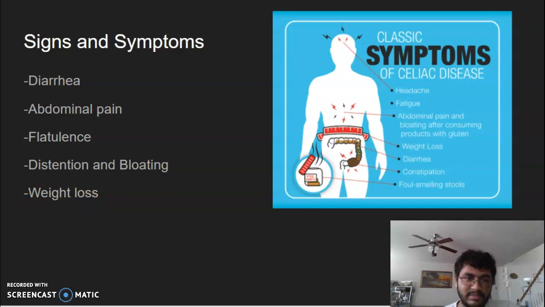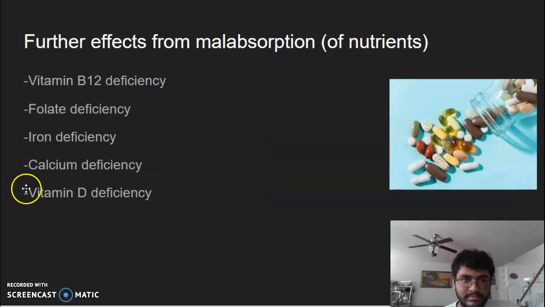This is, as mentioned, due to malabsorption. So these are actually very interesting, the further effects of malabsorption of nutrients. I like this because this gives a biological aspect.